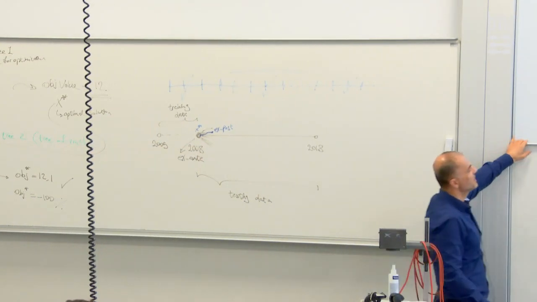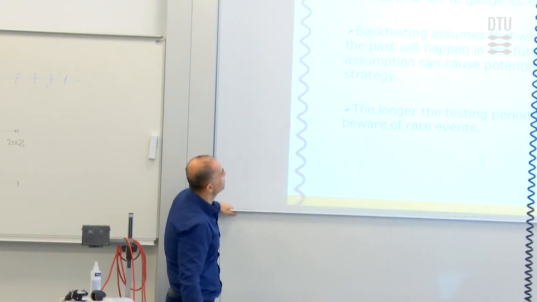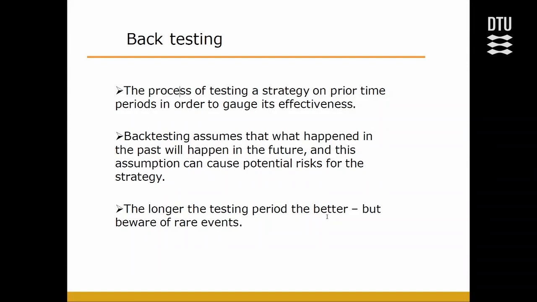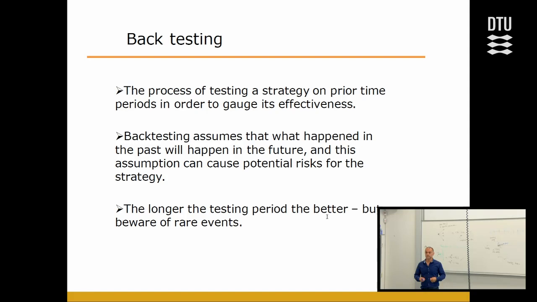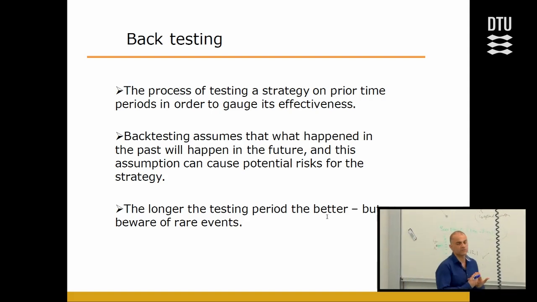Back testing assumes that what happened in the past will happen in the future, and this assumption can cause potential risks for the strategy. That's a disclaimer that you should always have when you do back testing, and it's the kind of disclaimer that you will always get if you're looking into back testing results for different strategies at different banks or investment funds and what have you. Obviously, the longer the testing period, the more you can trust your results. But still, in general, you can't be sure that even though you get a very good back testing result, this is what's going to happen in the future.